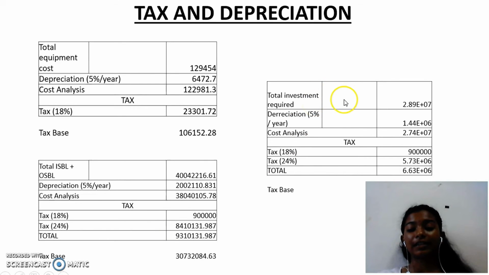The next tax calculation is for total investment required, which is the working capital. And then we have the depreciation. The cost analysis is total minus depreciation. Then we have the tax. 18% is for the first 5 million and 24% is for the following values.